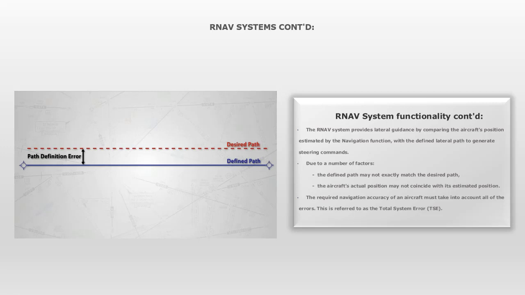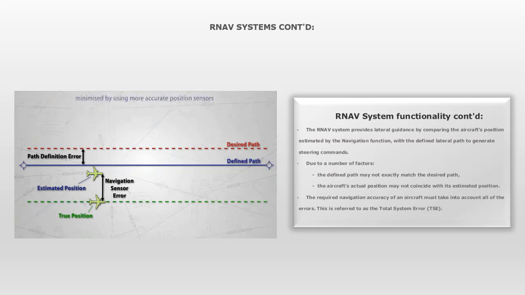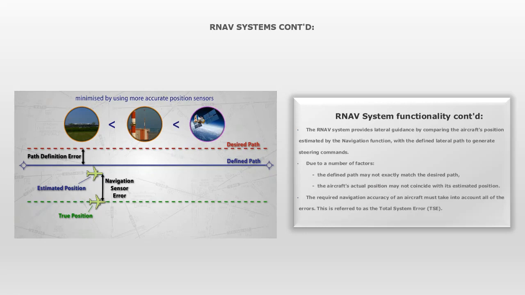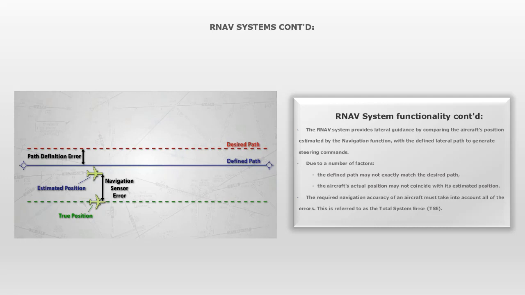The second error is the difference between the physical true position of the aircraft and the estimated position in a fault-free environment. The accuracy of the position estimation is based on the performance of the navigation aid being used. This error is referred to as the navigation sensor error and, simply put, is minimized by using more accurate position sensors. VOR DME is not as accurate as DME DME, and GNSS is by far the most accurate positioning source. GNSS is the only navigation sensor that supports every navigation specification. NSE is sometimes also called position estimation error.